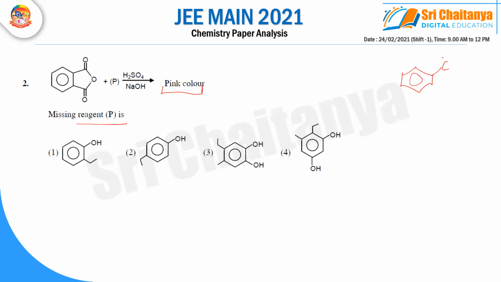So this is basically your phenolphthalein, which I'm trying to draw here. So this is your phenolphthalein. Now, if we can arrive at something similar to this particular structure, we can get the pink color. Now, what are the options given to you if you analyze? We have a benzene ring and certain groups are attached to it. Now, what about these groups?